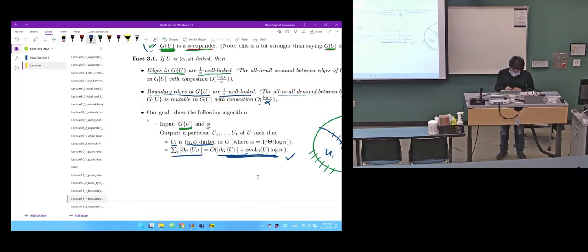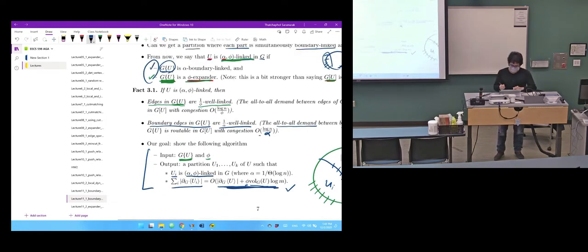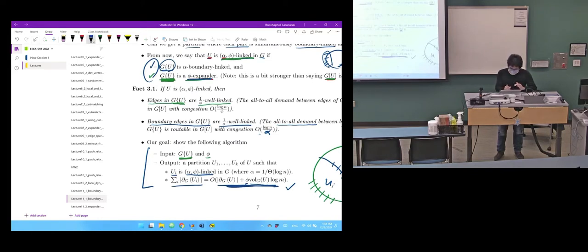So we want to keep this in mind, that we can get decompositions that are both battery linked and expanded at the same time, and not just an expander, like not just the induced subgraph being expanded. Together with battery, they are expanded too.